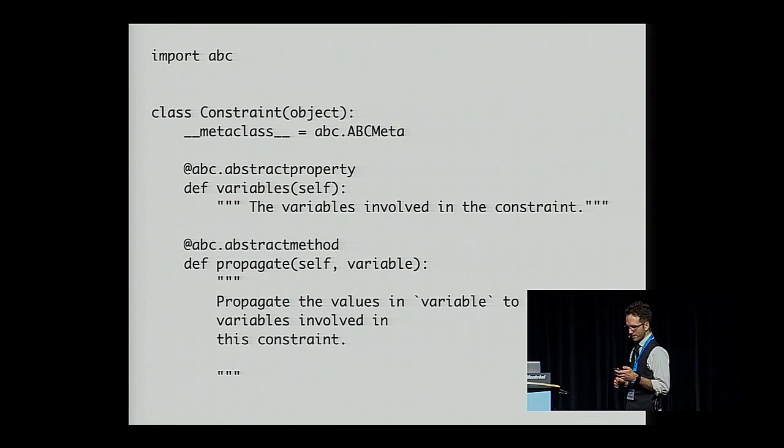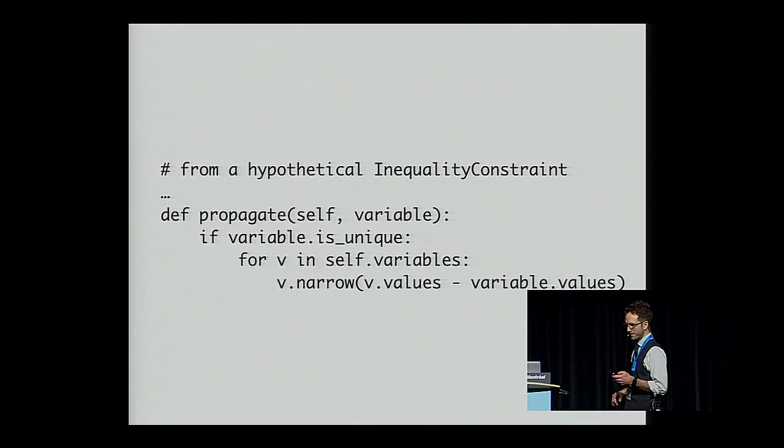And the constraint base class is actually fairly nice and small. This is the entirety of it. It just has to have, obviously, some variables to work with, and a propagate method that has to be implemented somehow. So the propagate method is responsible for taking the new set of values and propagating that down to all the other variables involved in that constraint.